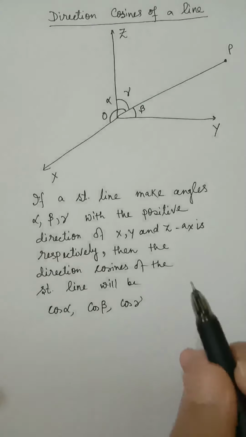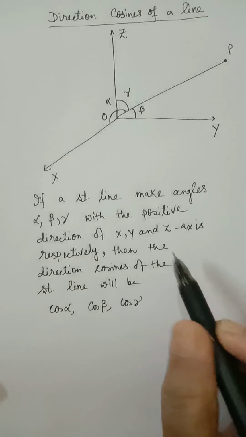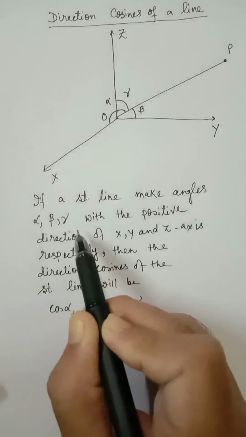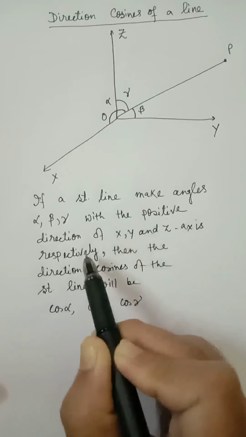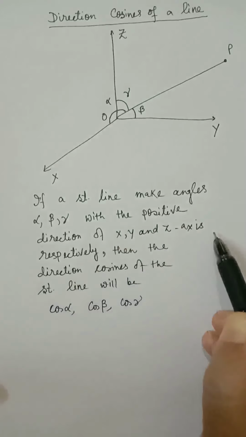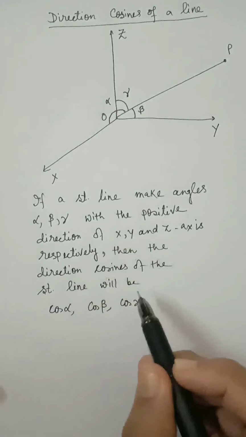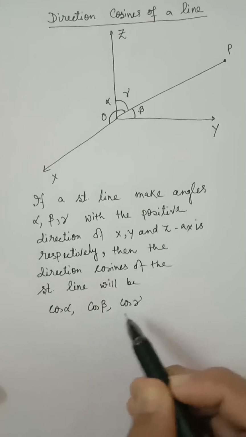So here is the definition of direction cosines of a line. If a straight line makes angles alpha, beta, gamma with the positive direction of x, y and z axis respectively, then the direction cosines of the straight line will be cos alpha, cos beta, cos gamma.